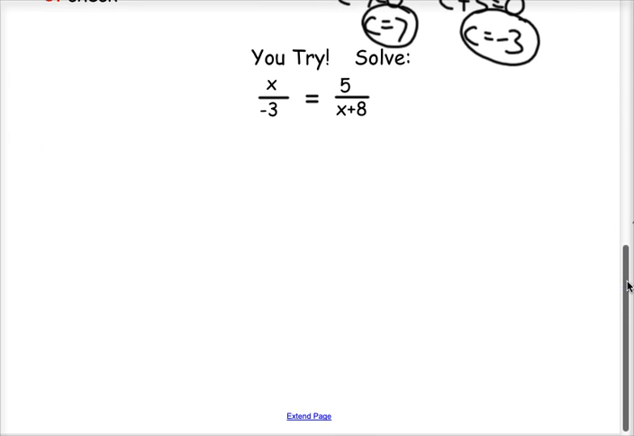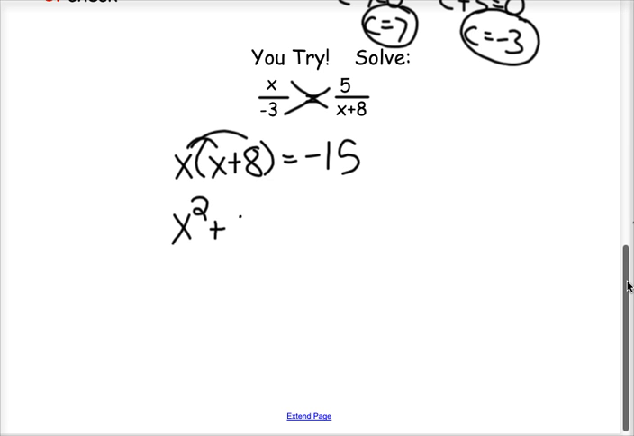So let's try another one. Again, cross product. So x times x plus 8 is going to equal 5 times negative 3. So it's going to equal negative 15. Distribute to get x squared plus 8x. Now again, notice I've got a quadratic, so that means now I need to get it set equal to 0. I'm going to add 15 to both sides so I can get this set equal to 0.